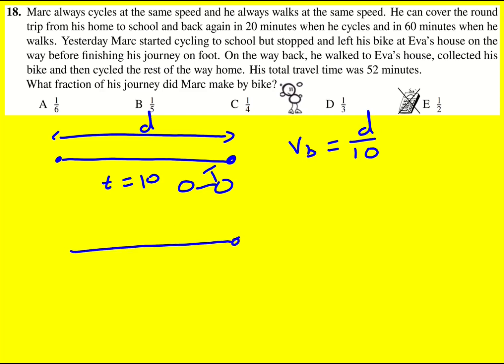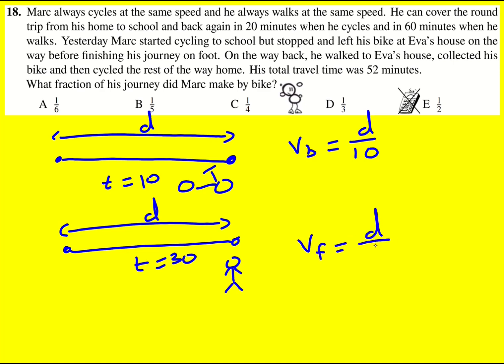Now, let's have a look at going by foot. Same distance. Now the time to go to school and back is 60, so it's going to be 30 just to go from home to school. So the velocity or speed to go by foot is going to be d over 30.